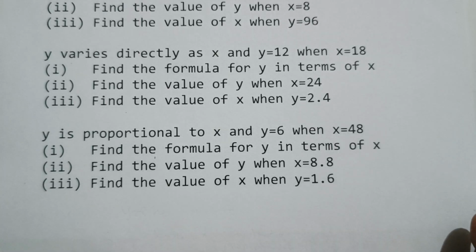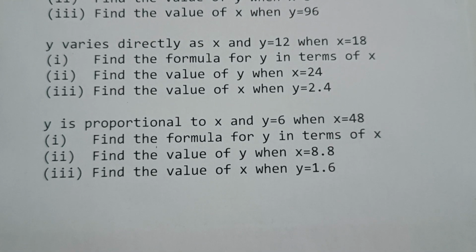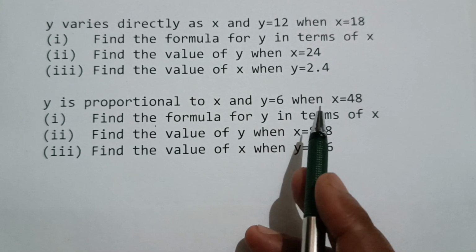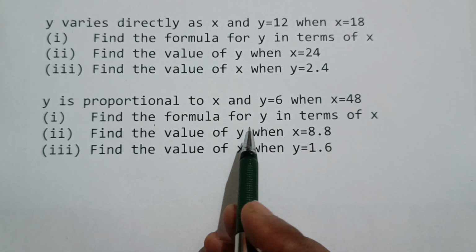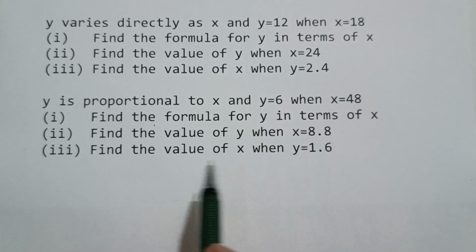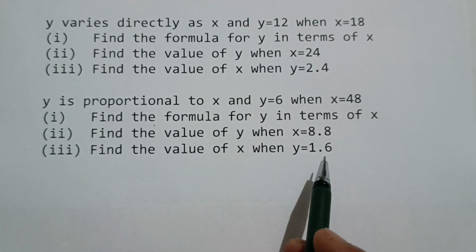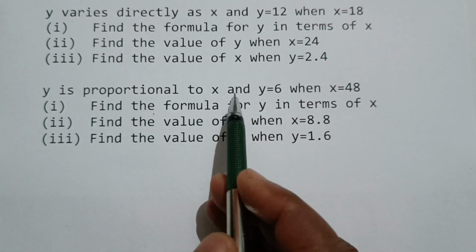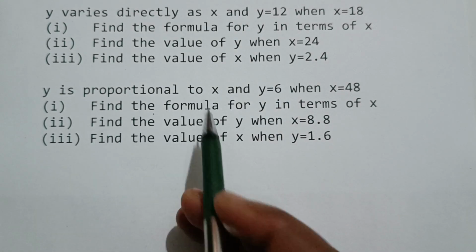Question number 3 says y is proportional to x and y equals 6 when x equals 48. Find the formula for y in terms of x. Find the value of y when x equals 8.8. Find the value of x when y equals 1.6. Okay. Now y is proportional to x. How will I write it in mathematics?